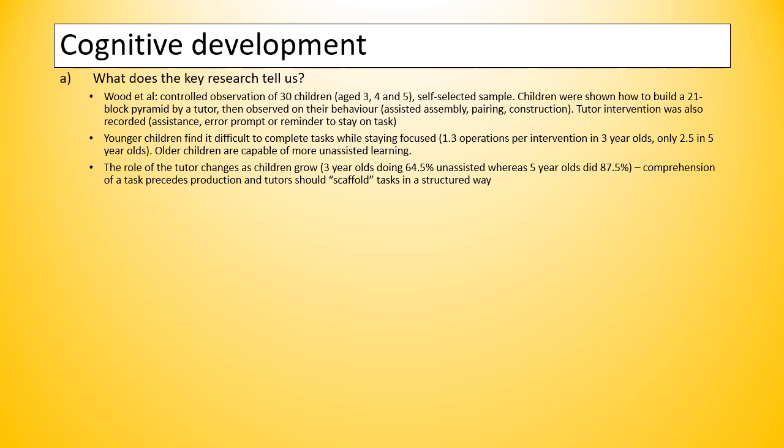3-year-olds were doing about 2/3 unassisted, whereas 5-year-olds were doing about 88% unassisted. This tells us that being able to understand the task has to come before we're able to do things by ourselves, and therefore tutors should be scaffolding tasks in a structured way.